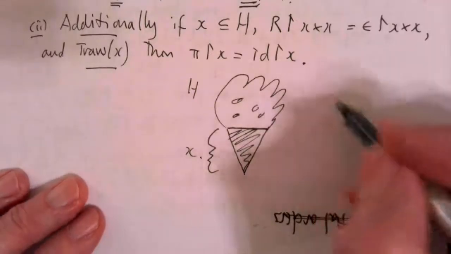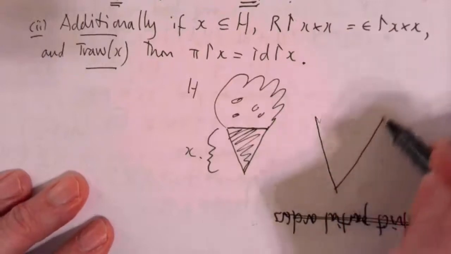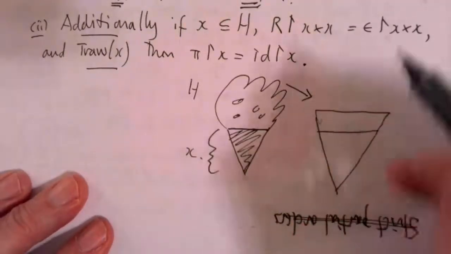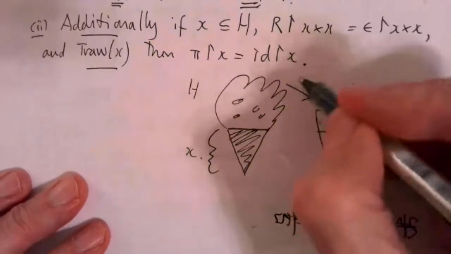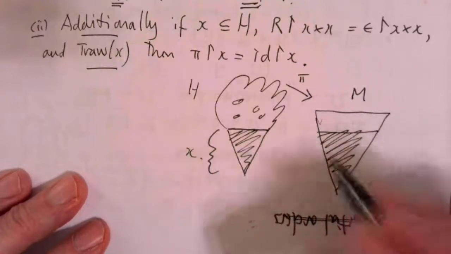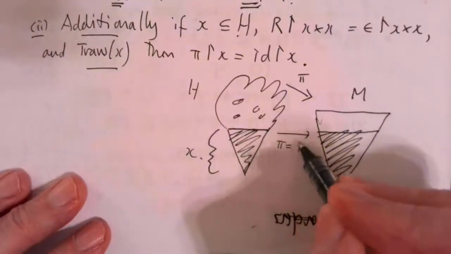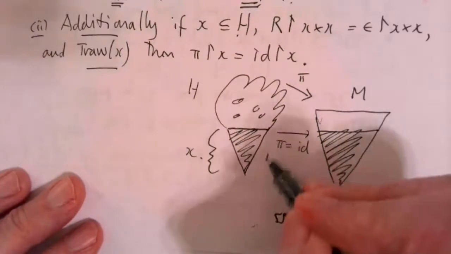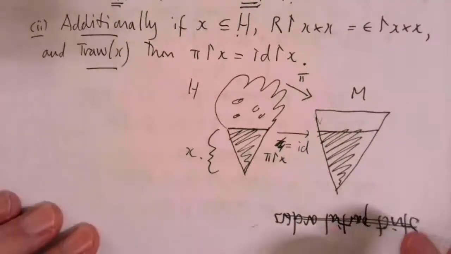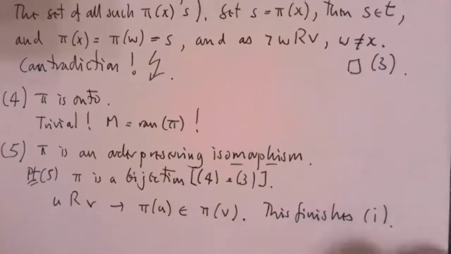So the lemma is going to say that, okay, I apply part one and I get some kind of collapse onto some M here by pi. But this bit doesn't have any holes in because it's transitive and it's all contained in H. So pi actually is the identity on this bit here. Well, I should say pi restricted to X more correctly. So that's what's going to go on in the second part.